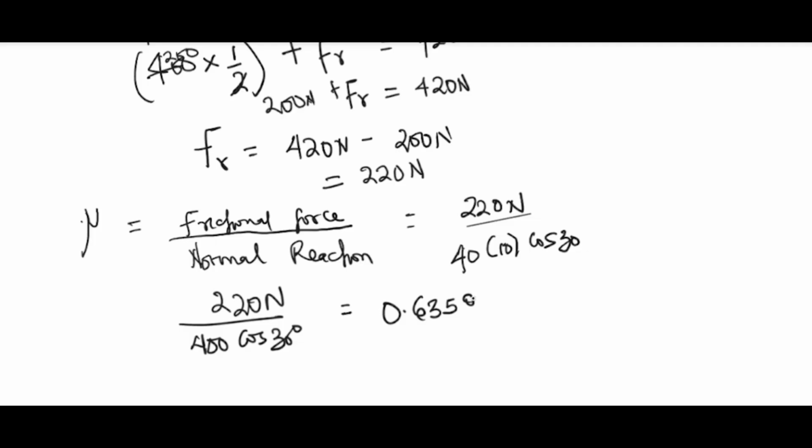Okay, now approximately 0.635 to 3 decimal places. Now, if you've been watching my videos, you would see me emphasize avoiding premature approximation and leaving your answer as it is, except you are asked to round up as the case may be.